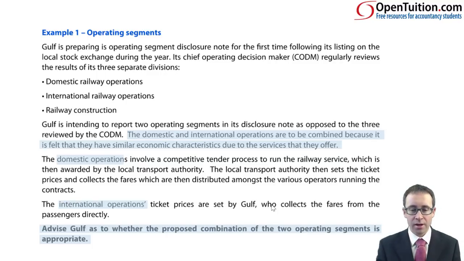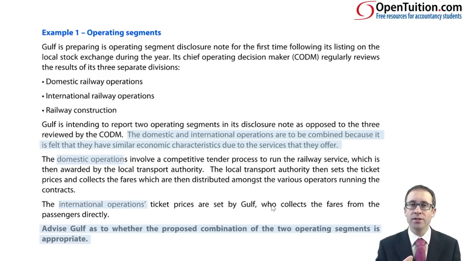So for the international operations, ticket prices are set by ourselves, and we collect the fare from the passengers directly. So international operations are very much dictated by ourselves. Very similar, if you like, to maybe Eurostar within the UK. Eurostar sets its own prices and collects the fares from the passengers directly. You don't pay anybody else who collects the money on your behalf. Okay, so that's how the international operations work.